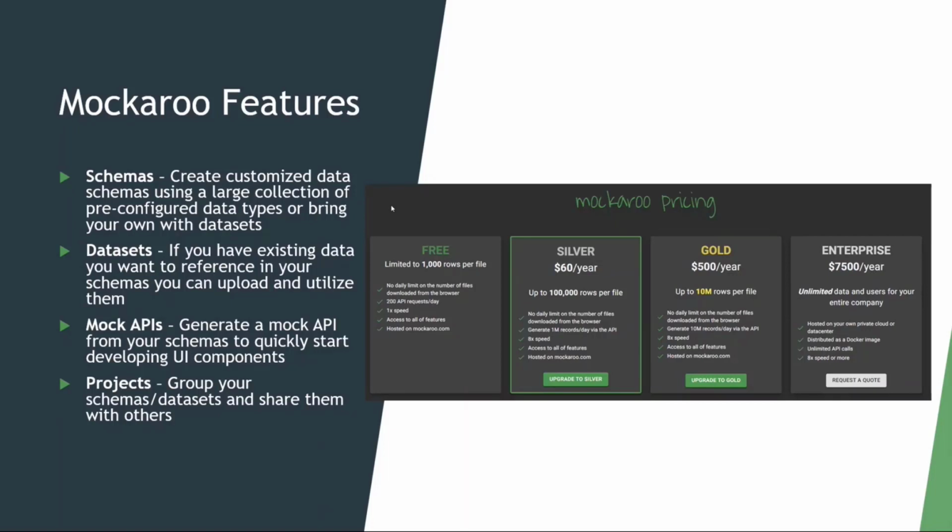I put the pricing on here as well for the service. The free tier is pretty much what I've mostly used for many, many years. You're limited to 1,000 rows per file or API call and 200 API requests per day. So for loading data into test systems and things like that, you may not need to go past that.